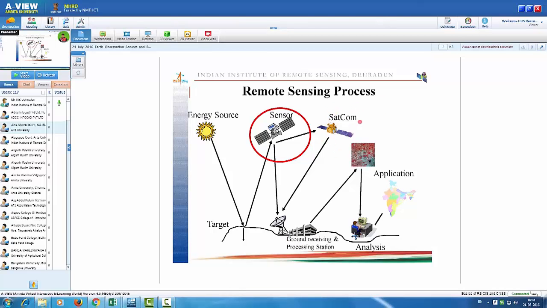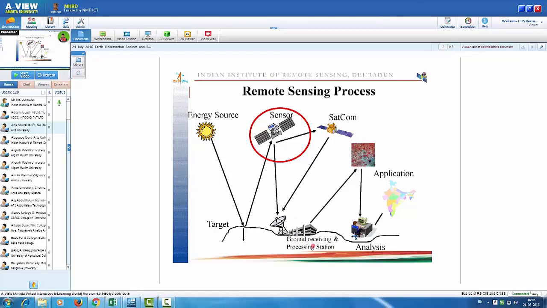Now you see that SATCOM is written over there. This is actually a communication satellite, which is required when you need data urgently and your ground receiving antenna is not in the range of this particular satellite sensor. It transfers the data to a nearby communication satellite, and whenever that communication satellite is within range of the ground receiving antenna, it sends the data in the form of an electronic signal.